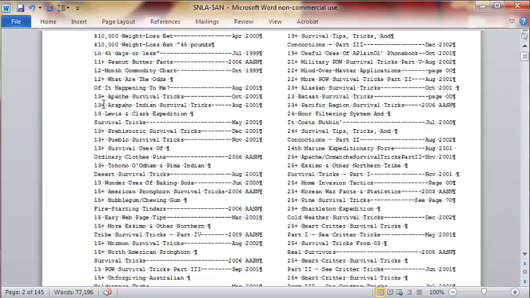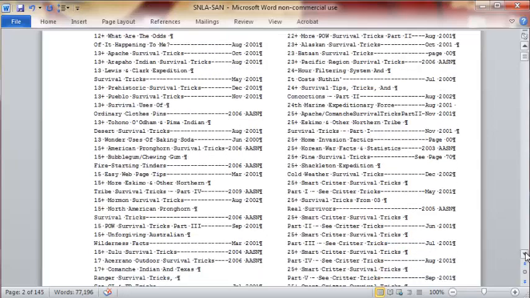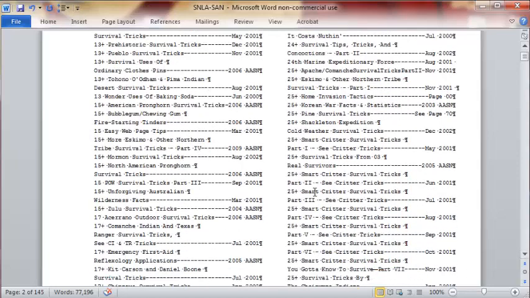13 Apache survival subjects, 13 plus more right here. You see 13 uses of baking soda, 15 POW survival tricks, 15 unforgiving Australian wilderness survival right there. Here we get all the smart critter survival tricks right in here. Parts 1, 2, 3, 4, 5, 6, 7, and so on and so forth.